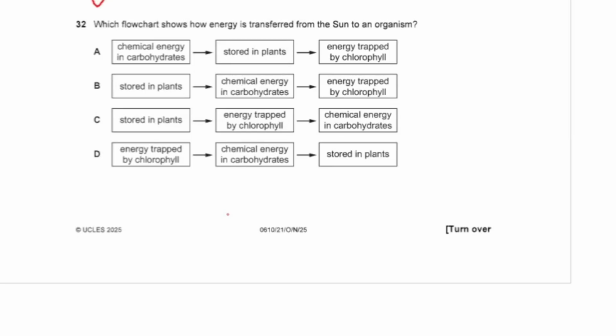Which flowchart shows how energy is transferred from the sun to the organism? This is just very simple. This is asking us about the process of photosynthesis. And then it's a very easy one. Chloroplast contains chlorophyll that helps to trap sunlight. And then that sunlight is processed into glucose, and then eventually it is stored in plants. The correct answer is option D. From your chlorophyll to your glucose to your starch stored up in plants. That is the correct answer.